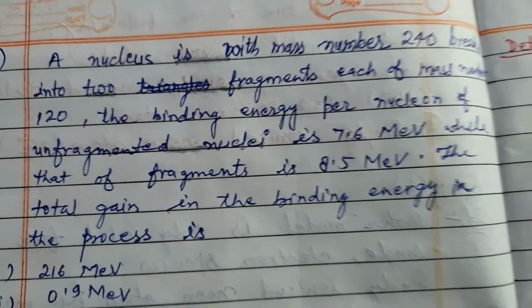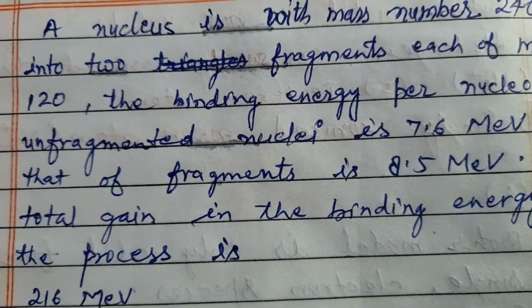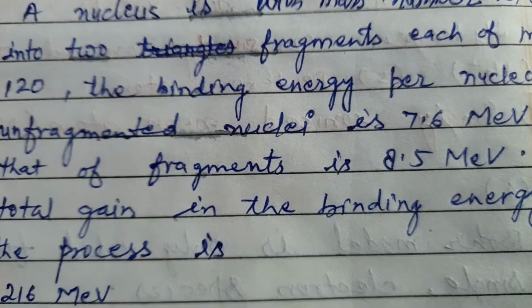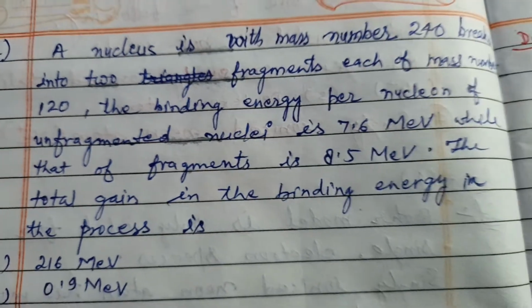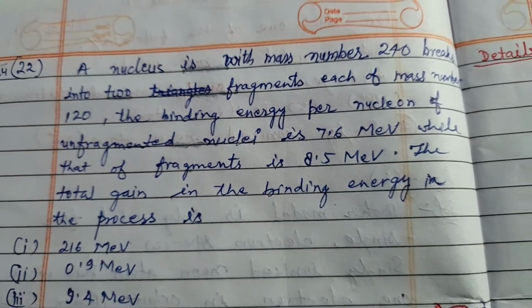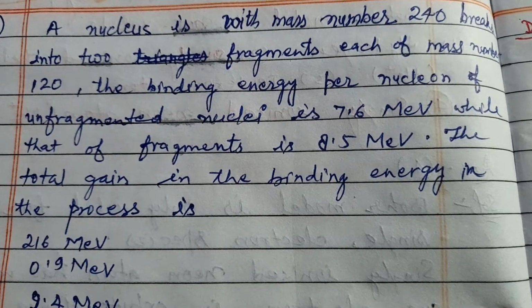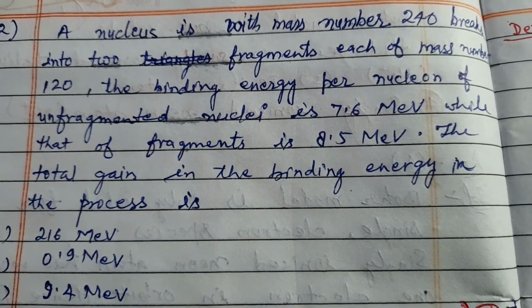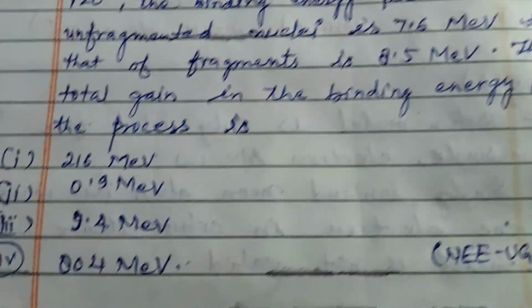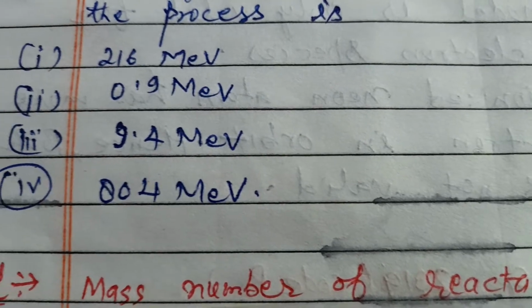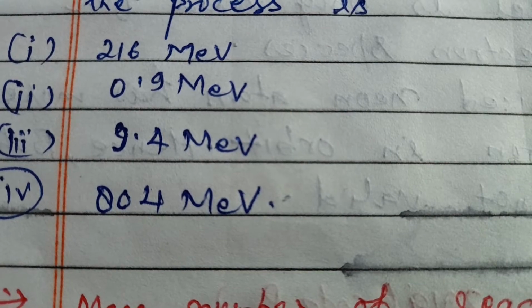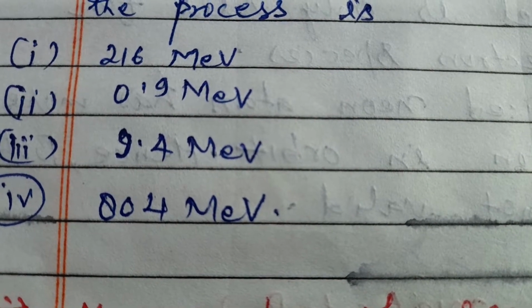into two fragments each of mass number 120. The binding energy per nucleon of unfragmented nuclei is 7.6 MeV, while that of fragments is 8.5 MeV. The total gain in the binding energy in the process is, there are four options: 216 MeV, 0.9 MeV, 9.4 MeV, 804 MeV.